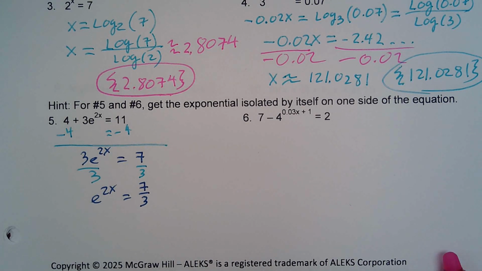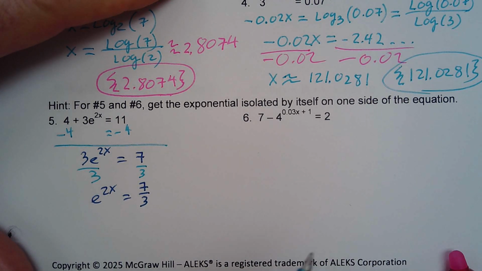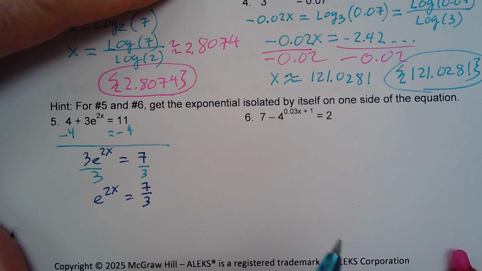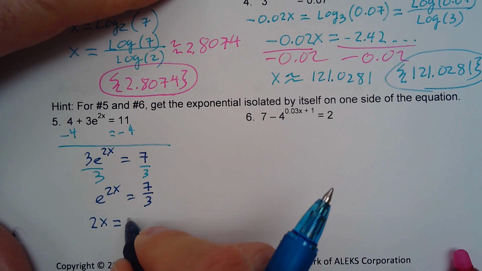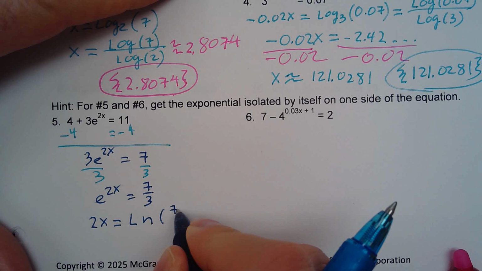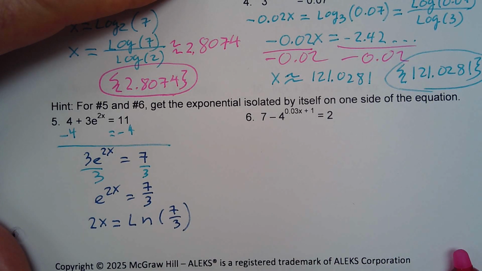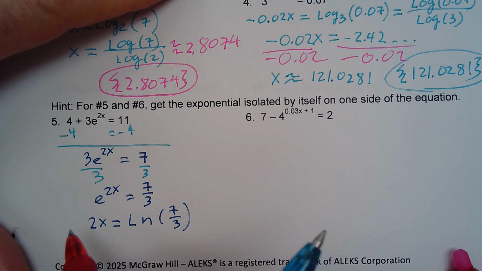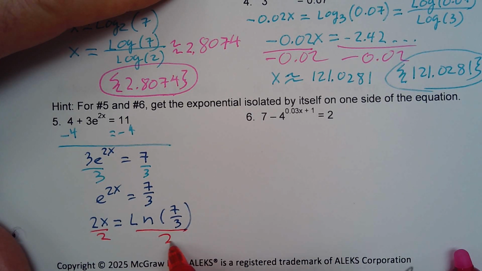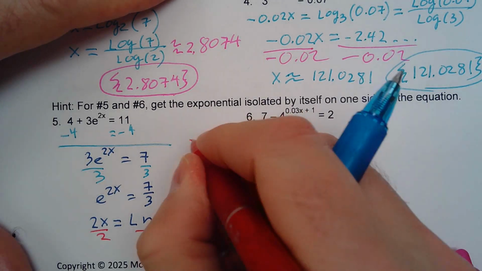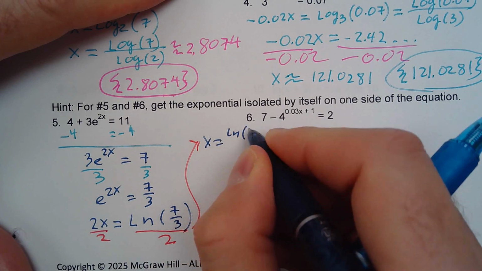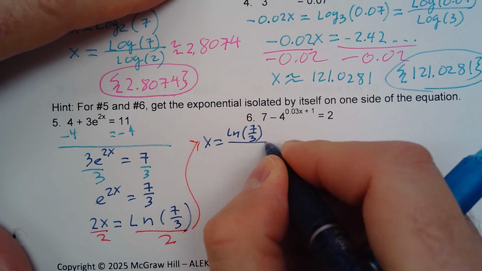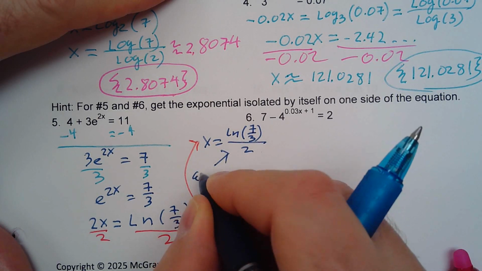And I can take the ln of e directly. So we're going to change this into our log equation. So 2x equals log base e, which is ln of 7/3. Now, if the book asks you for the exact value, what you would need to do is divide both sides by 2. X equals ln of 7/3 over 2. That's the exact answer.